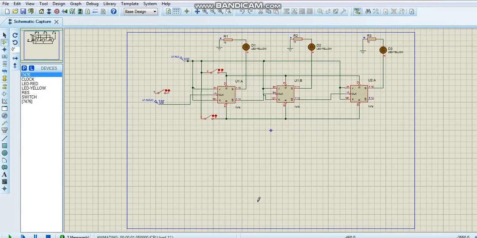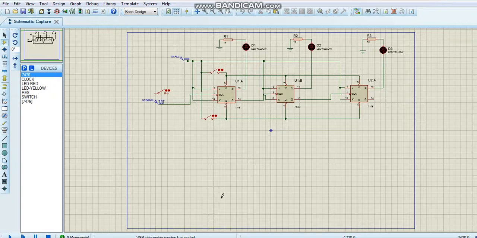You can see here it is 1 1 1, 1 1 0, 1 0 1, 1 0 0, 0 1 1, 0 1 0, 0 0 1, and 0 0 0. Then again it will come to 1 1 1. Yes, so this is the operation of the asynchronous counter.